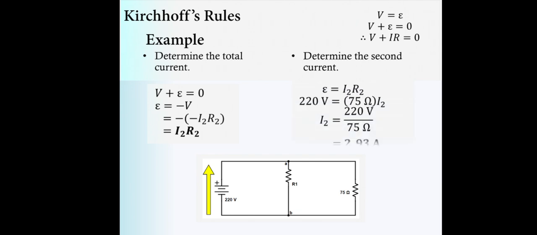Okay? And to determine the second current is simply this one. Since our epsilon or force is equal to I2R2, and we have a given 220 volts. Okay? That is its EMF. And we have a resistance of 75 ohms. So therefore, our current is equal to 2.93 amperes.